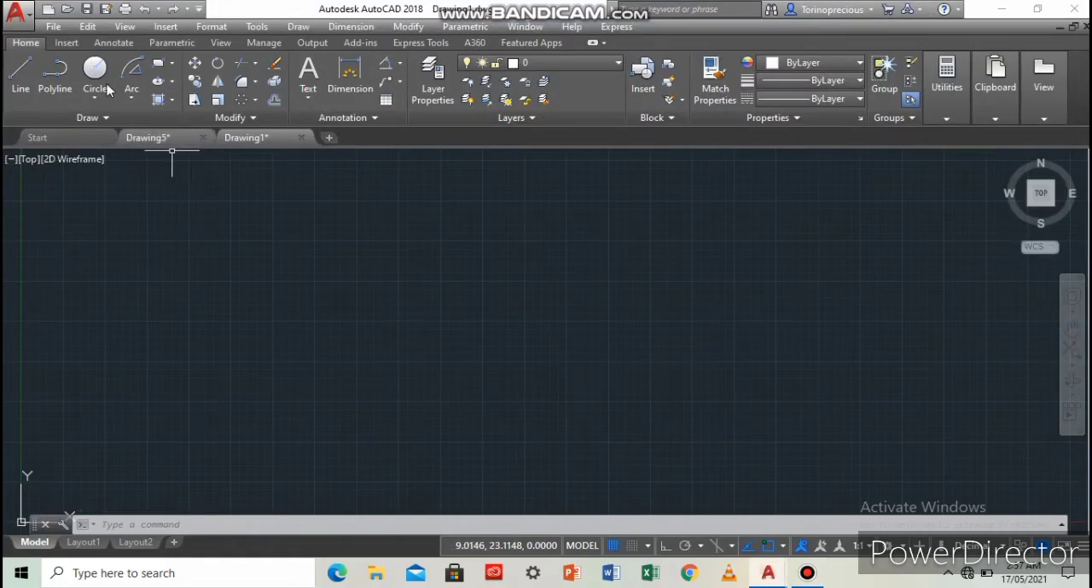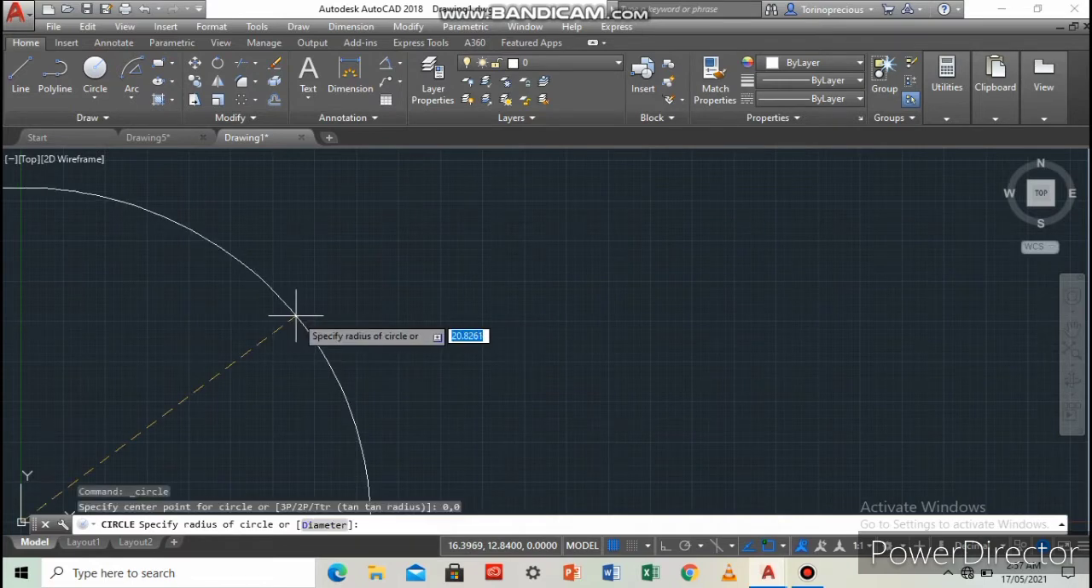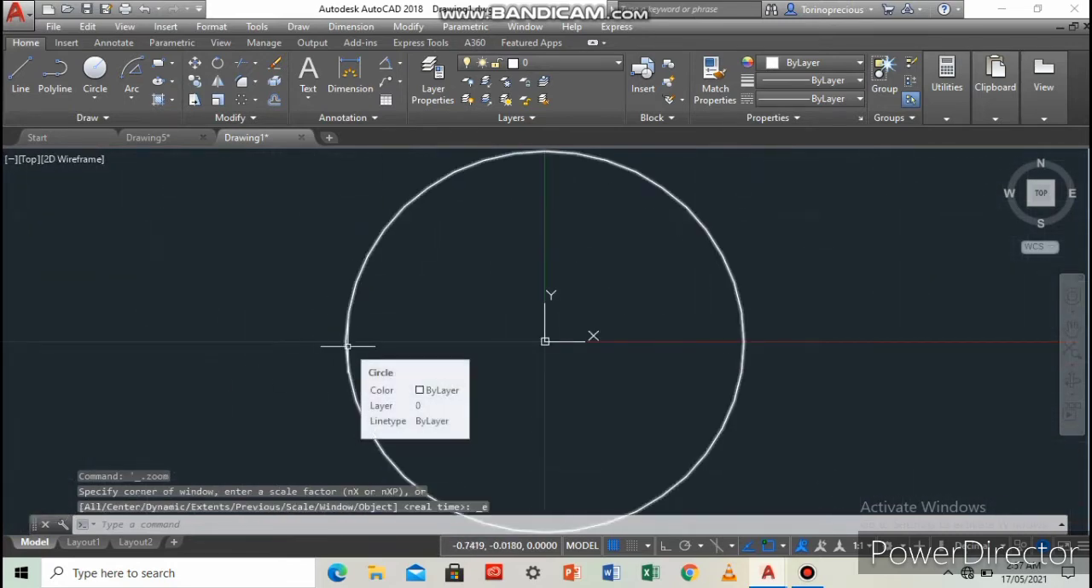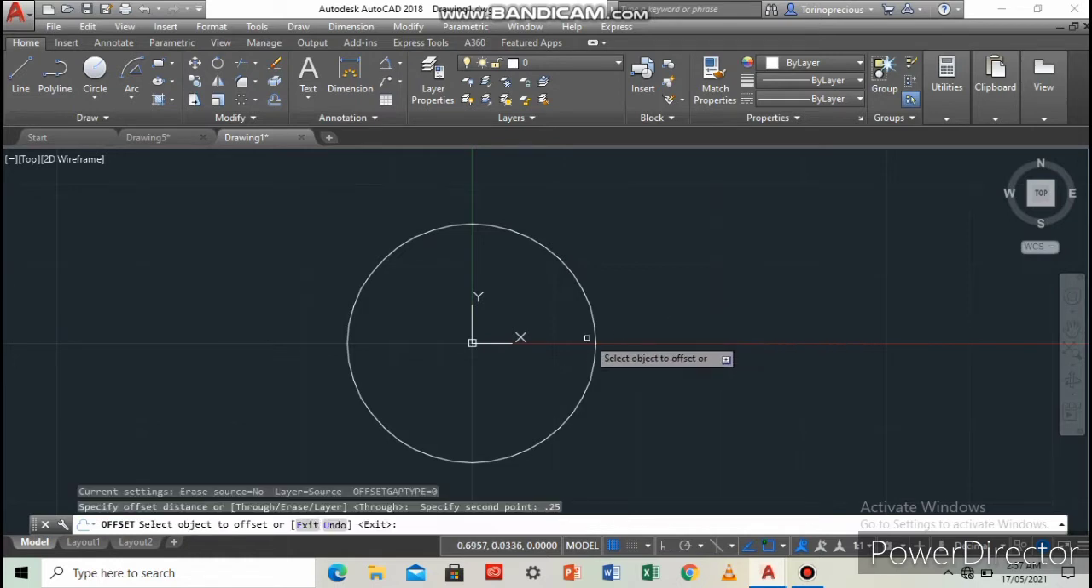We will create a 2D gear using AutoCAD. So first, let's start with a circle with its center at the origin and a diameter of 1.5 or a radius of 0.75. So next, let's create 2 offsets of this circle with a measurement of 0.25.